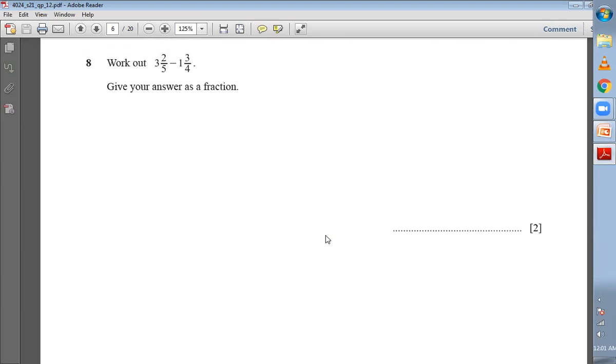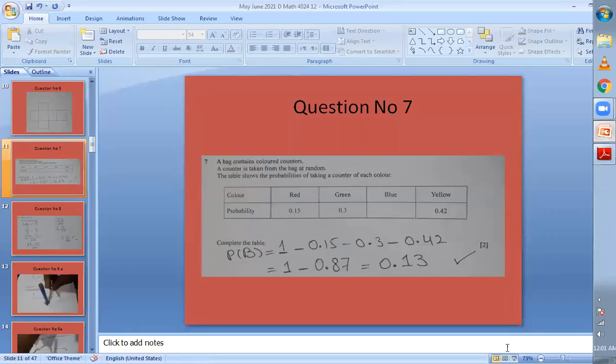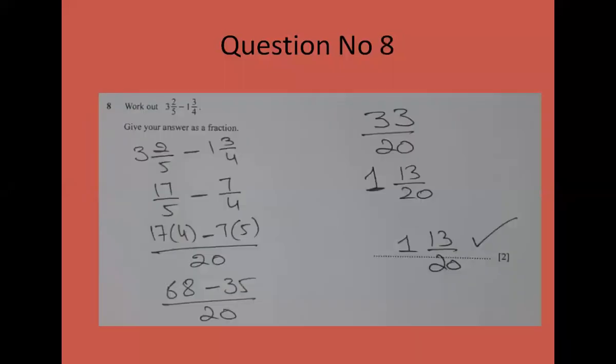Question number 8 is coming up on your screen. Work out 3 whole 2 by 5 minus 1 whole 3 by 4. Give your answer as a fraction. So question number 8 is 3 whole 2 by 5 minus 1 whole 3 by 4.